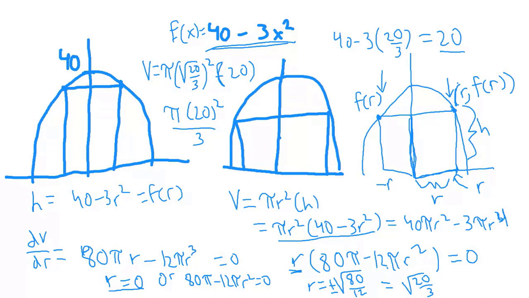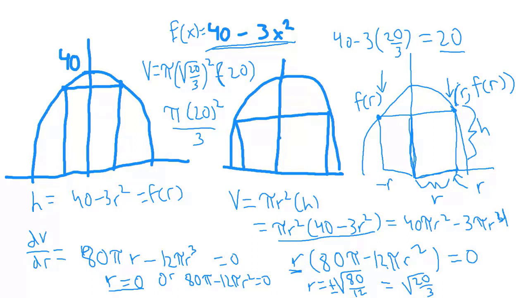And once you relate them together, you can turn your original equation into an equation of one variable, like we did for volume here, as just an equation of r. Take a derivative with respect to that one variable, and set that equal to 0. And then you'll be able to solve for that one variable, optimizing that one variable.